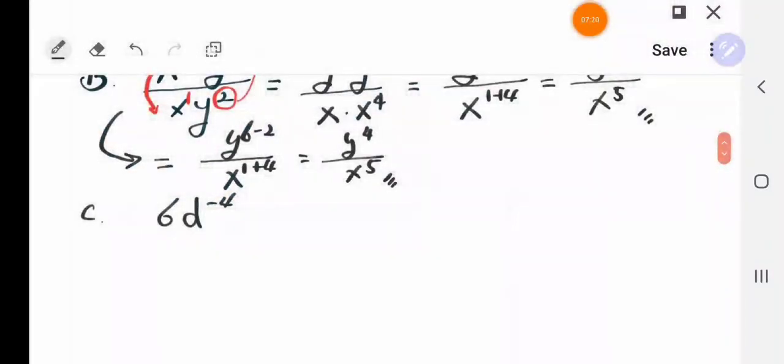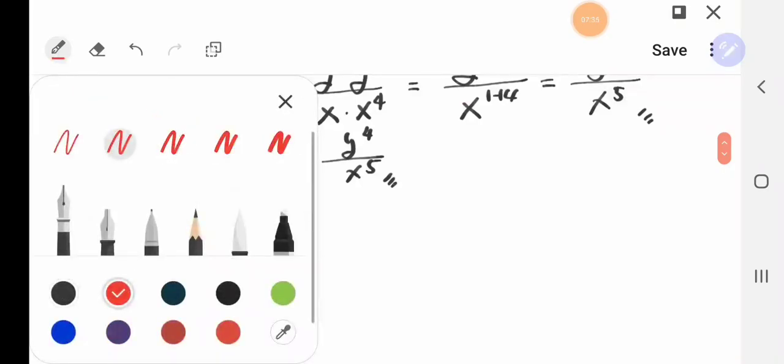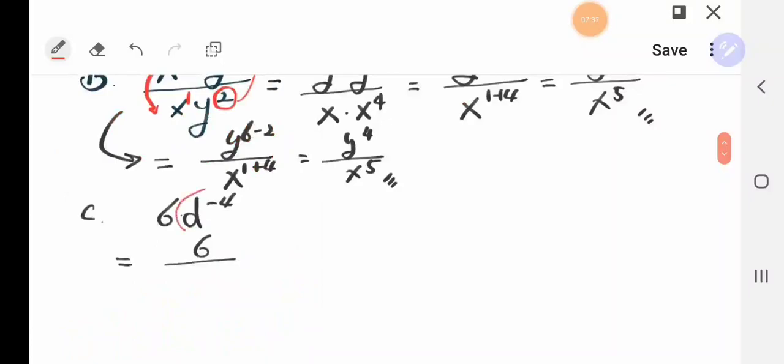Okay, let us see 6 times d to the negative 4th power. When we simplify this expression, always make sure the exponent should be positive. So from here, you can leave x in the numerator, move d to the negative 4th power to the denominator. So it will be d to the 4th power. That's it, simple.